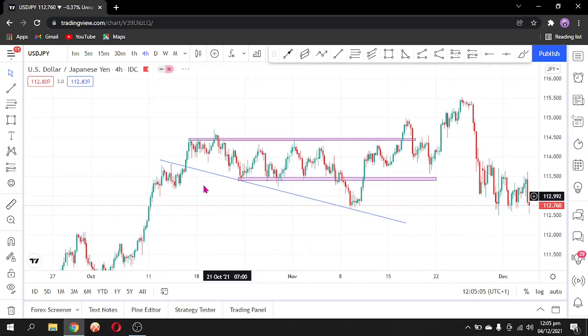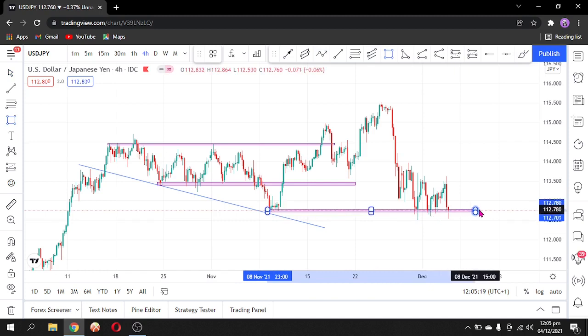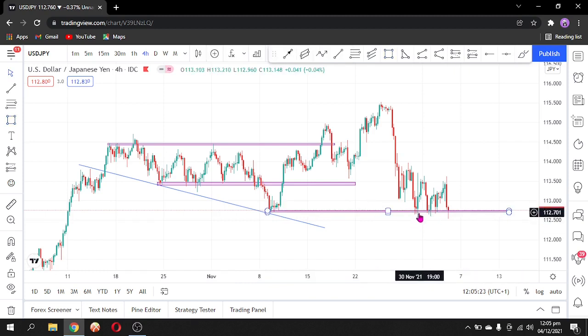We previously had this bearish trend line, this support and this resistance, and price pushed to the upside, and now price is below here. If we draw our support level here, we will see that price has earlier rejected this support a couple of times, and now price is retesting this support.